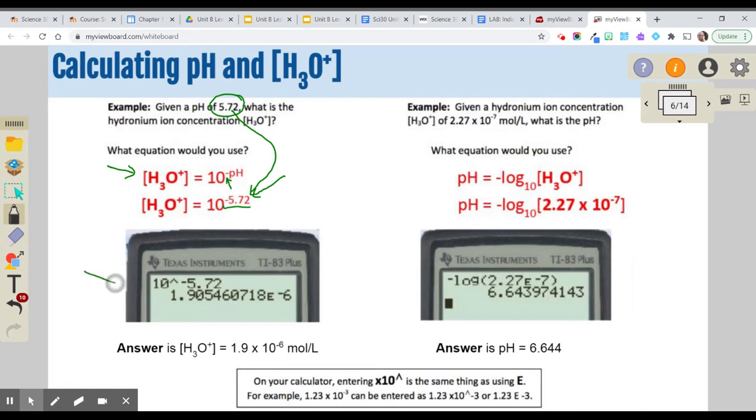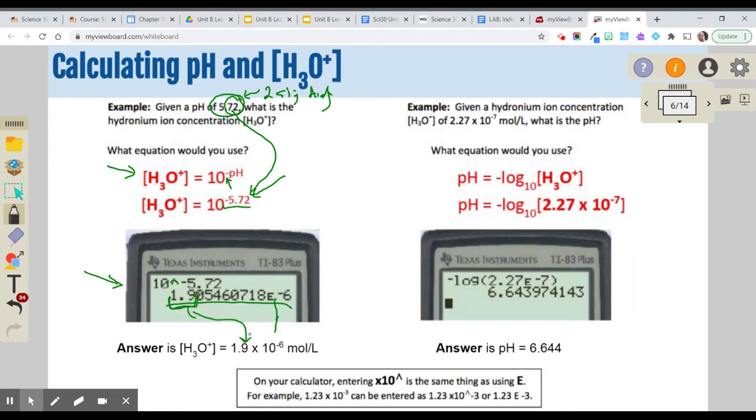Now, if this is the kind of calculator you have, great. This will help you visualize this. You're going to put 10 to the exponent negative 5.72, and this is your answer. Remember, we don't write E negative 6. That is the same thing as saying, well, we rounded it off. So it's 1.9 because, why is it 1.9? This pH has only 2 significant digits. There are only 2 digits after the decimal, so only 7 and 2 are significant. So your answer can only have 2. So that's why it's rounded to 1.9.